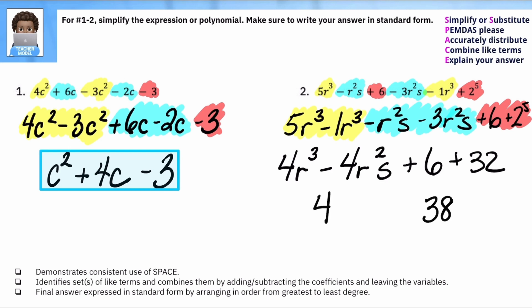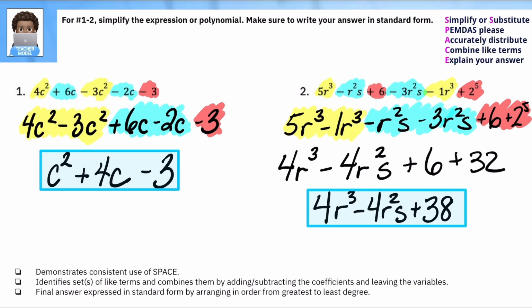So here I have 4r to the third minus 4r to the second s plus 38. Let's check degrees. The first term is to the third degree, the second term is also to the third degree, and the last one is to the 0 degree. So we are done with this problem as well.